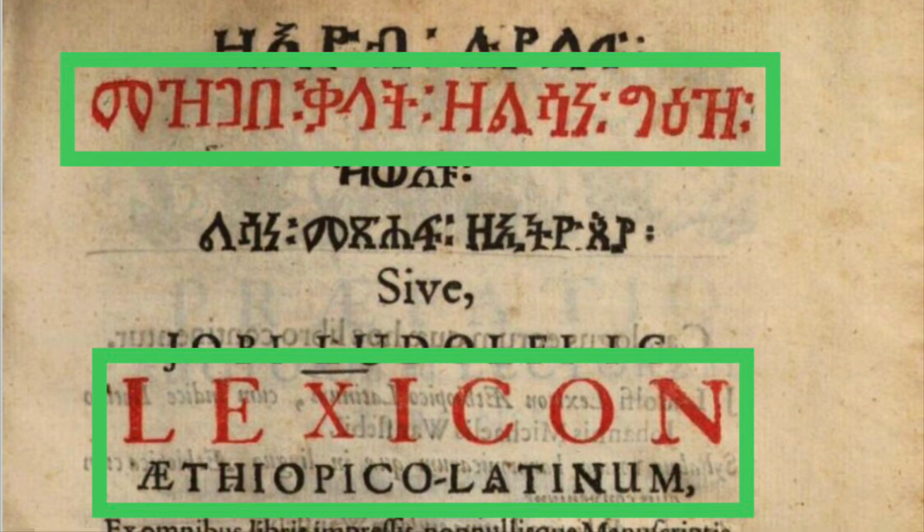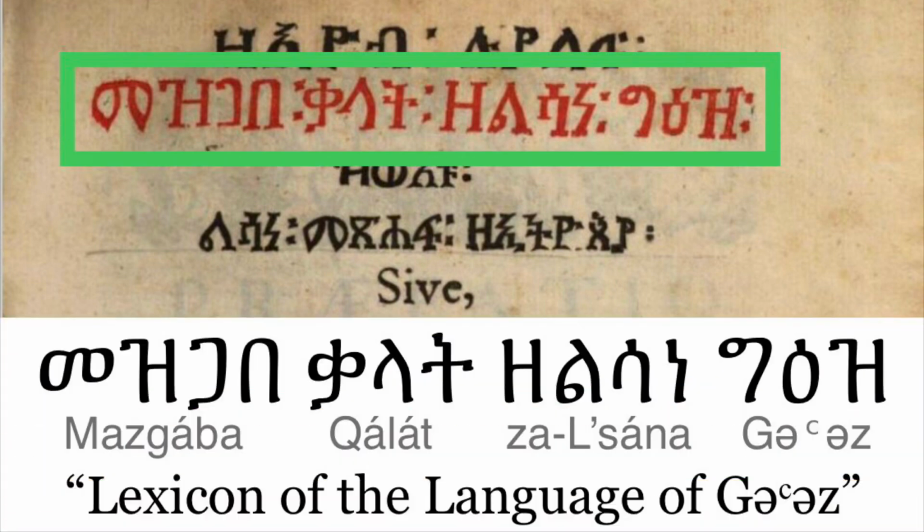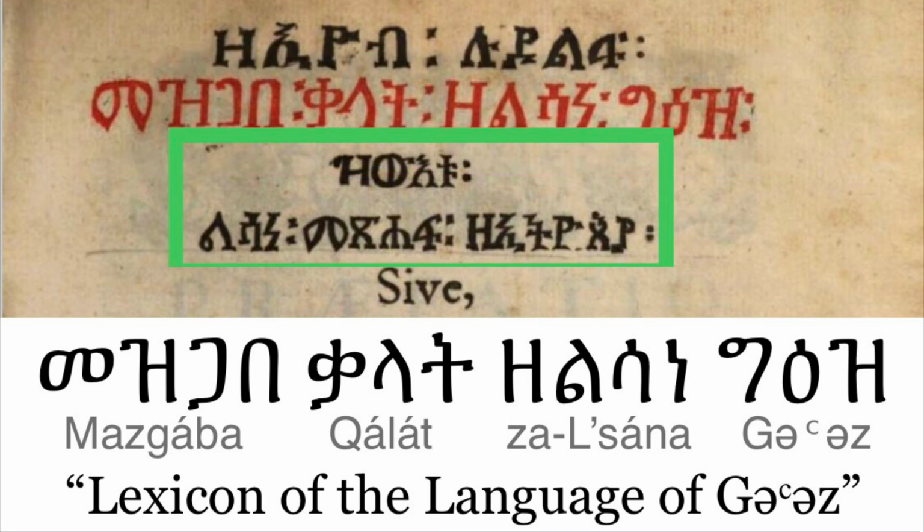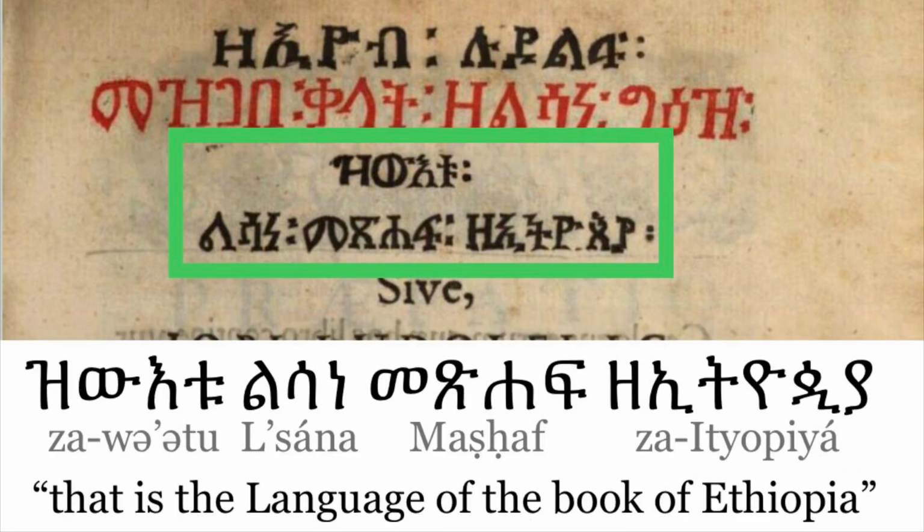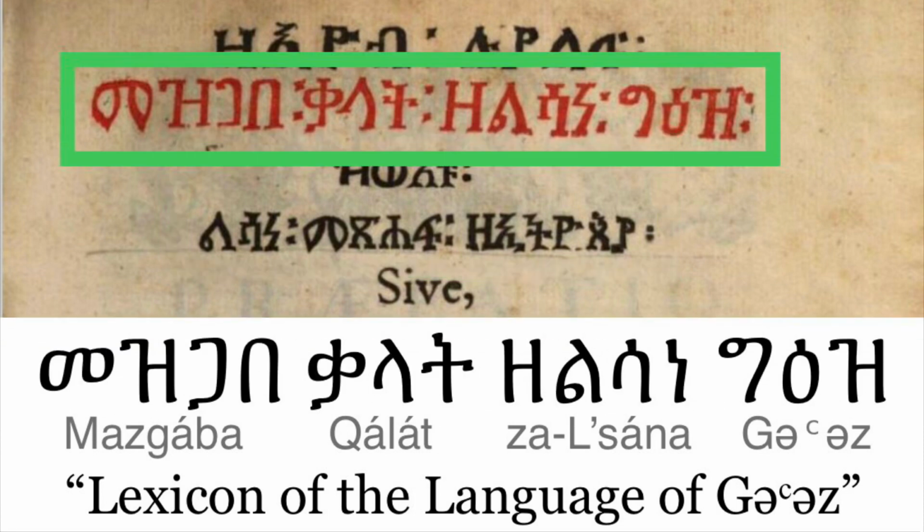But I want to focus on the Ge'ez title of this work, which is Mazgába qálát zalasana Ge'ez. For a moment, we'll just render that as Lexicon of the Language of Ge'ez. And the subtitle is Zewe-itu Lesana Matzhaf Ethiopia, that is the language of the Book of Ethiopia. But let's return to the main title, which was Mazgába qálát zalasana Ge'ez.